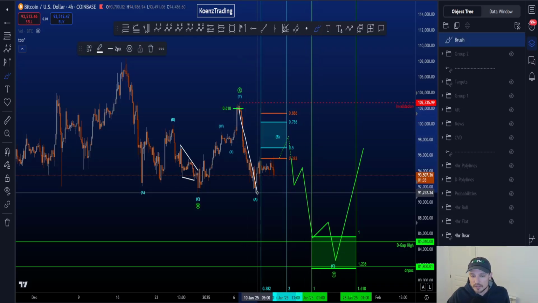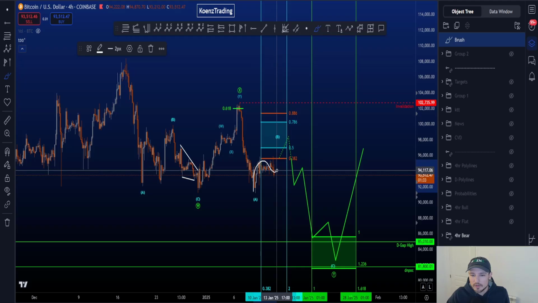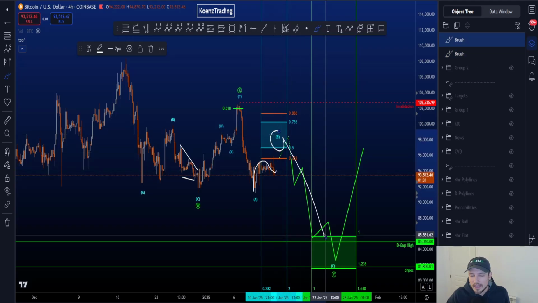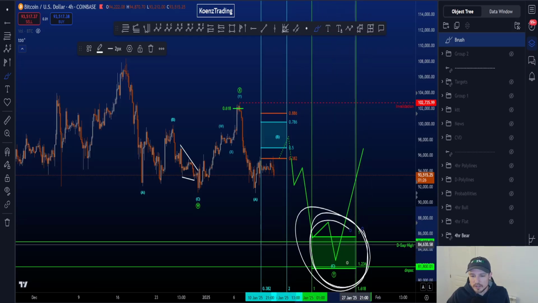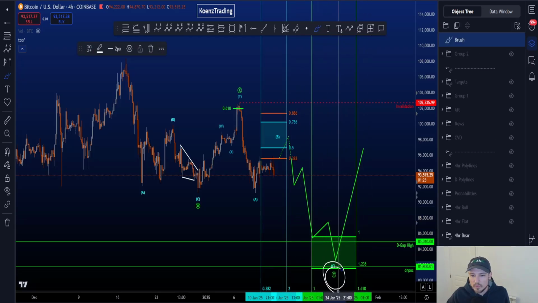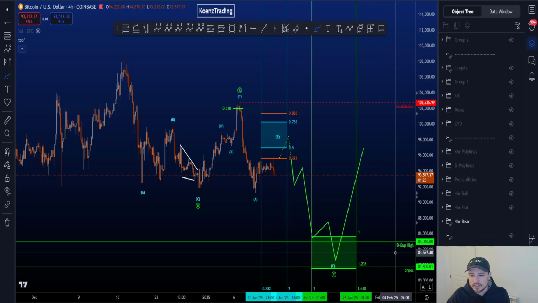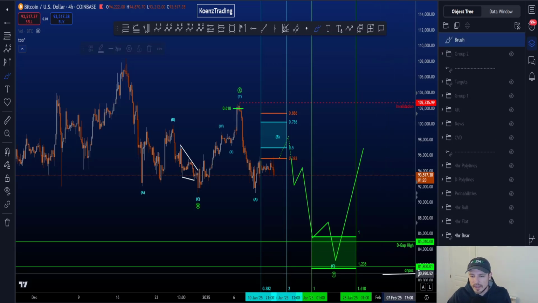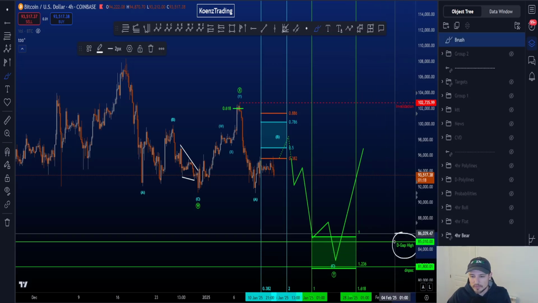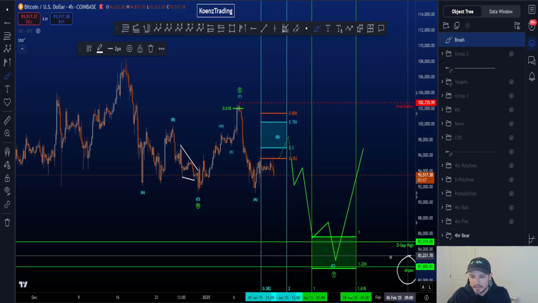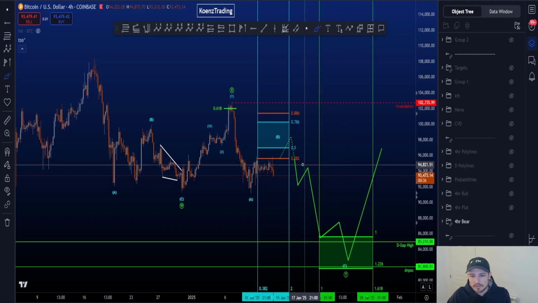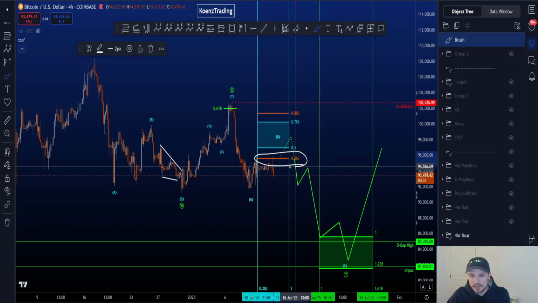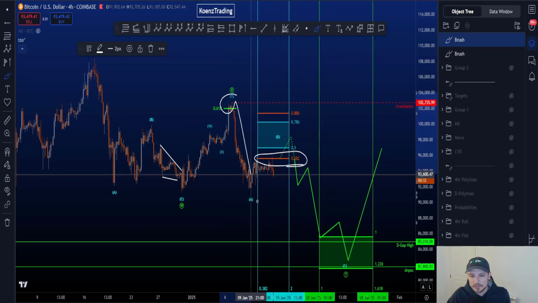So a five-wave structure in a wave A, an impulse. We look for a three-wave corrective structure in B, and then C to the downside to aim for the common target area here for your wave Y in a double zigzag, which is between 85k and 81k. You can see a bit of support here, the daily gap high, as well as a daily naked point of control.